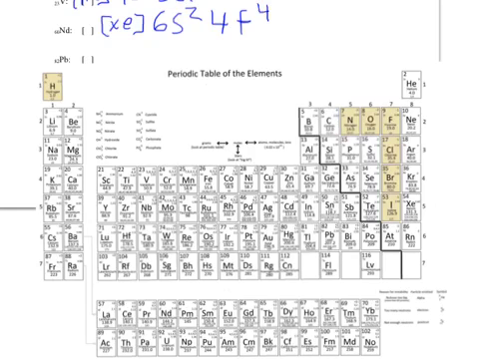Let's try lead. Lead is element 82. Here's 82. I got to park 82 electrons. In this case, I just go up and over. Again, I'm going to use xenon, which will take care of 54 of them.